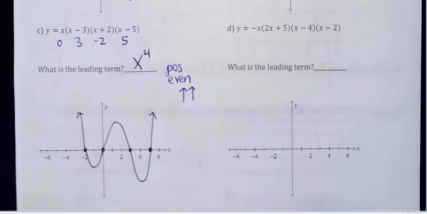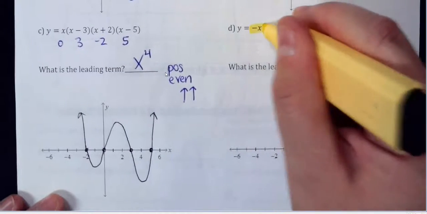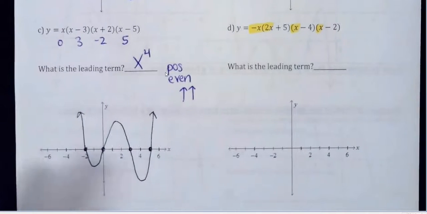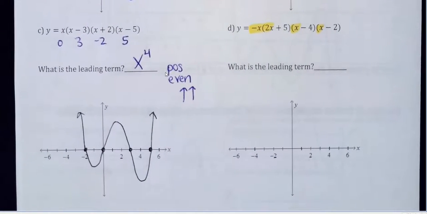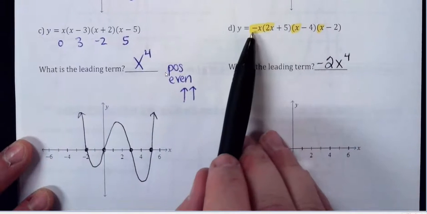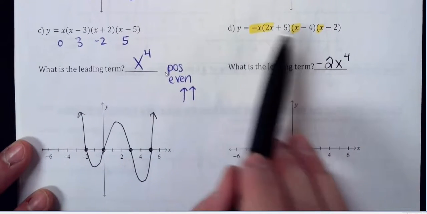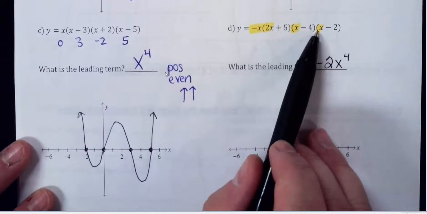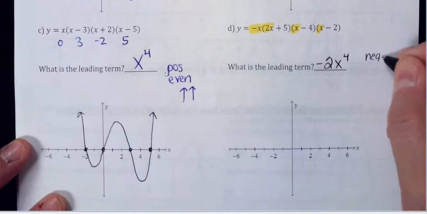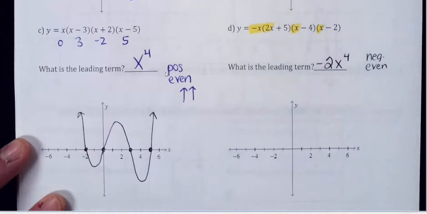So if I multiplied the first term in each of these out, which I'm not asking you to put in standard form. Yes, negative 2x to the fourth. So you got the negative x, the 2x, the x, all the x's would give you x to the fourth. Negative 1 times 2 gives you the negative 2. So this is negative, and it's going to be even because of the 4.